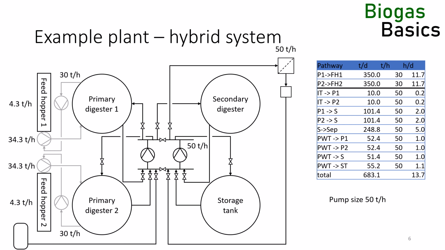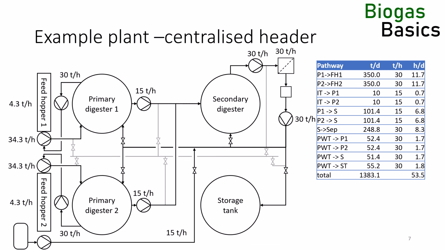Another possible modification is to split the headers into 2 sections that can operate independently. This allows to pump from the primary digester to the secondary on the left side of the header, shown here in yellow. While on the right side of the header, the secondary digester can be pumped to the separator, shown in green. It is also possible to extend a decentralized pumping system with a centralized pumping header.